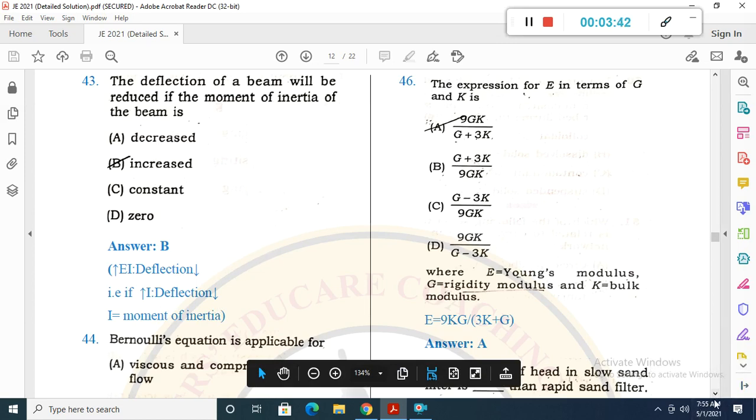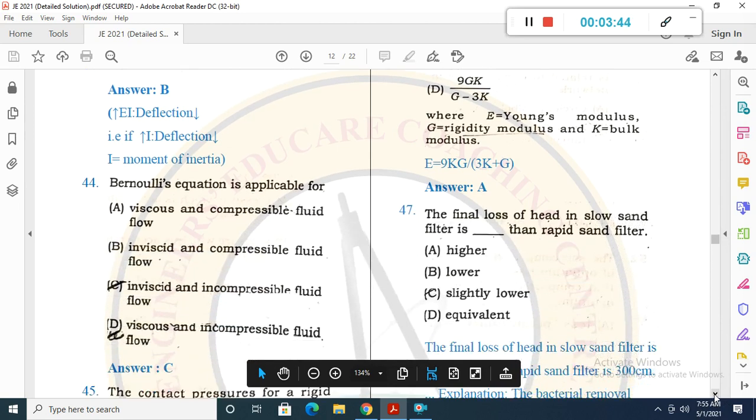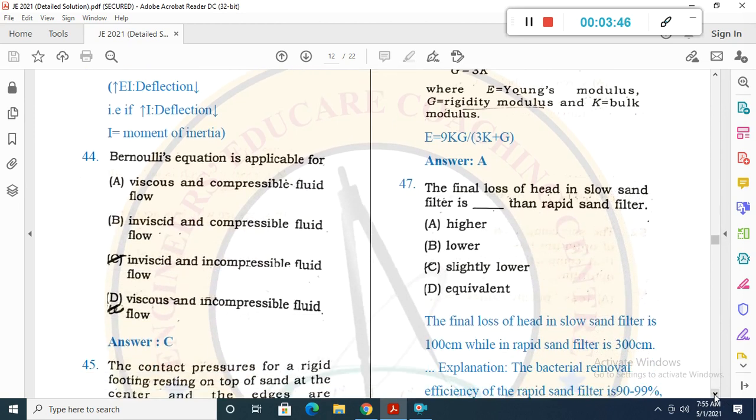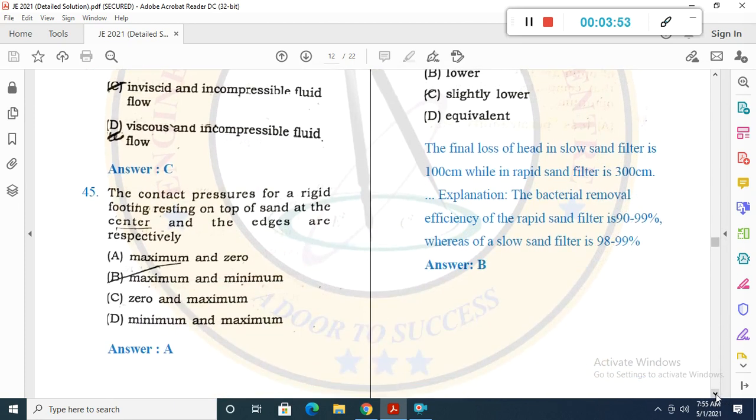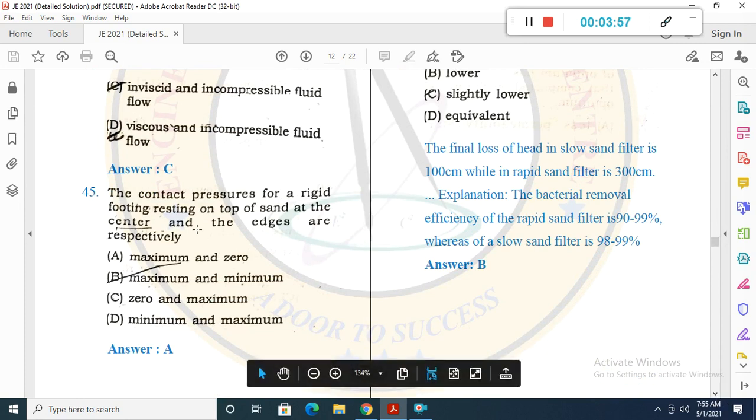Question number 44. Remember, Bernoulli's equation is applicable for inviscid incompressible fluid. Question number 45. The contact pressure of a rigid footing resting on top of a sand, at the center and the edge, are respectively maximum and minimum. Option A is correct, that is maximum and 0.